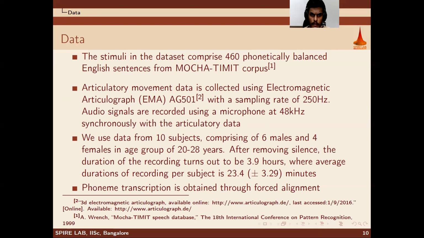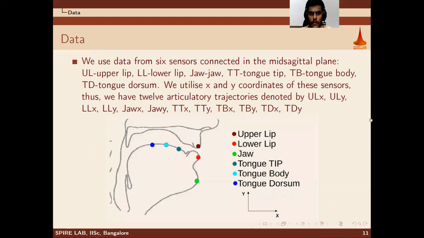After removing the silences, the duration of the recording turns out to be 3.9 hours, where the average duration per subject is 23.4 minutes. We also obtain a phoneme transcription through forced alignment. We use 6 sensors for our articulatory movement ground truth, and these are collected with the XY coordinates so that we'll have a 12-dimensional representation for the articulatory movements at each time step.